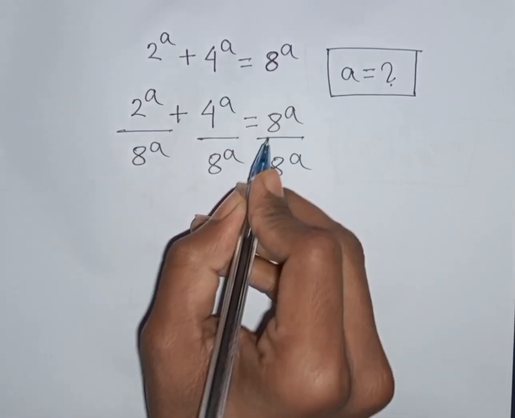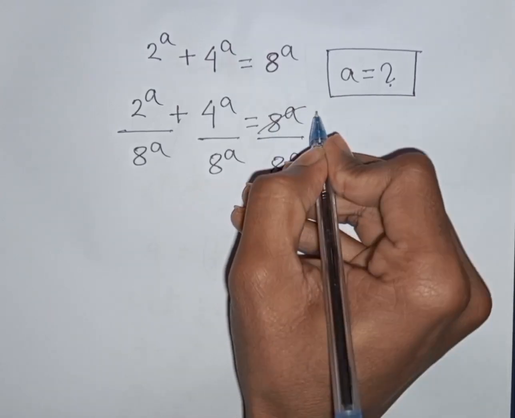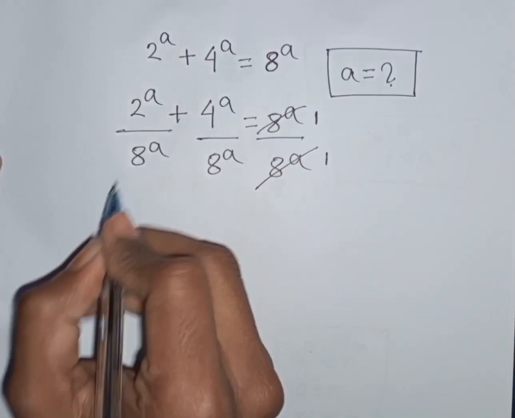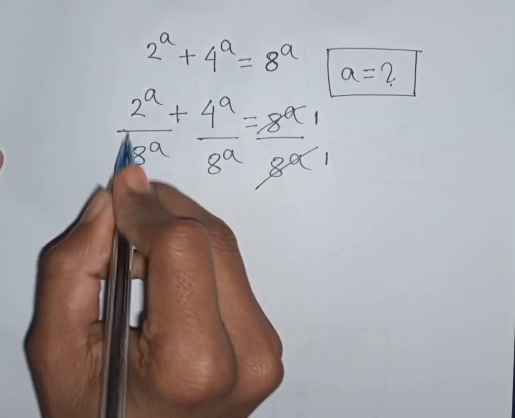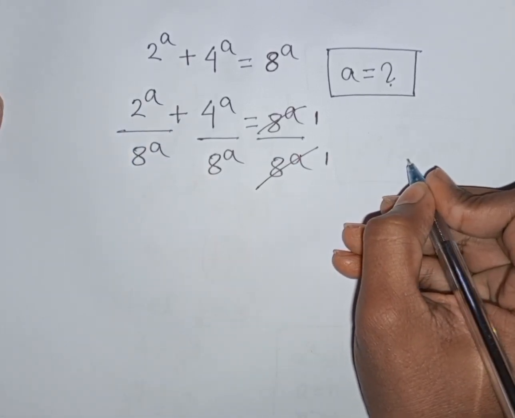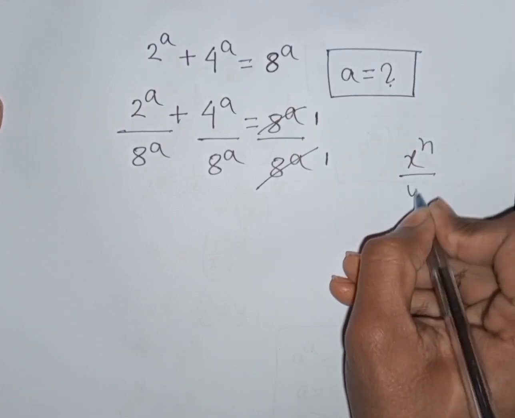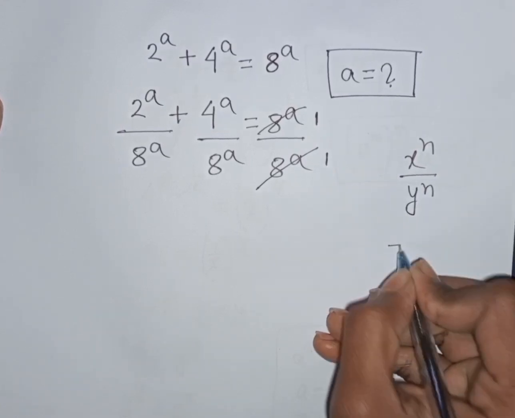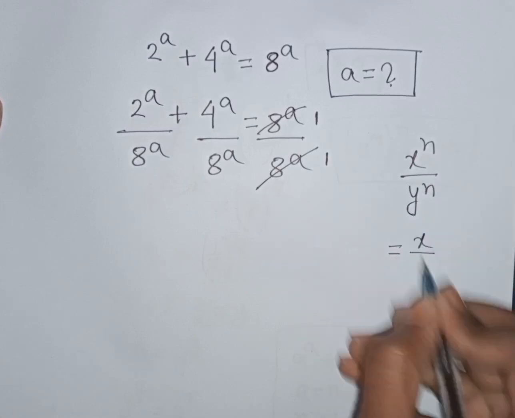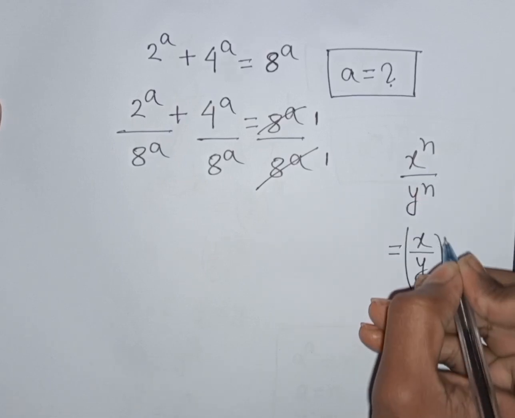Now we see this 8^a and this 8^a will cancel. So here, and here. Now from here we see the same power but different base. So remember this exponential rule: x^n over y^n is equal to x over y, then bracket, common power n.